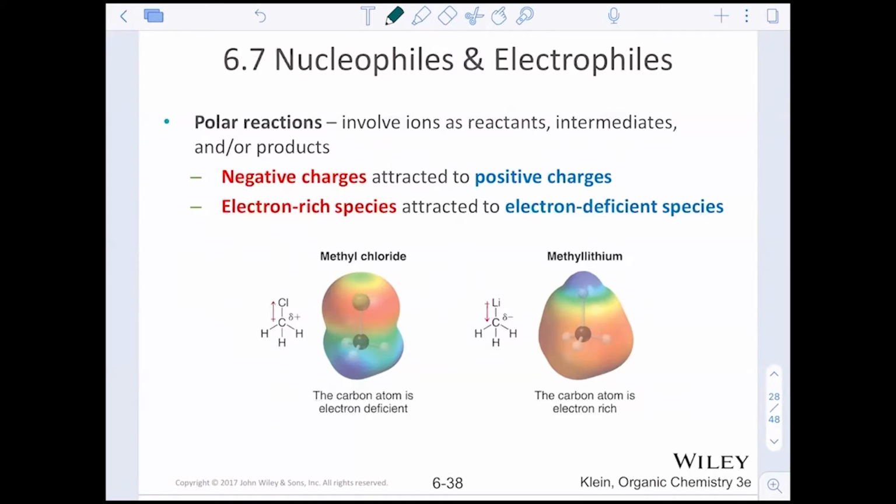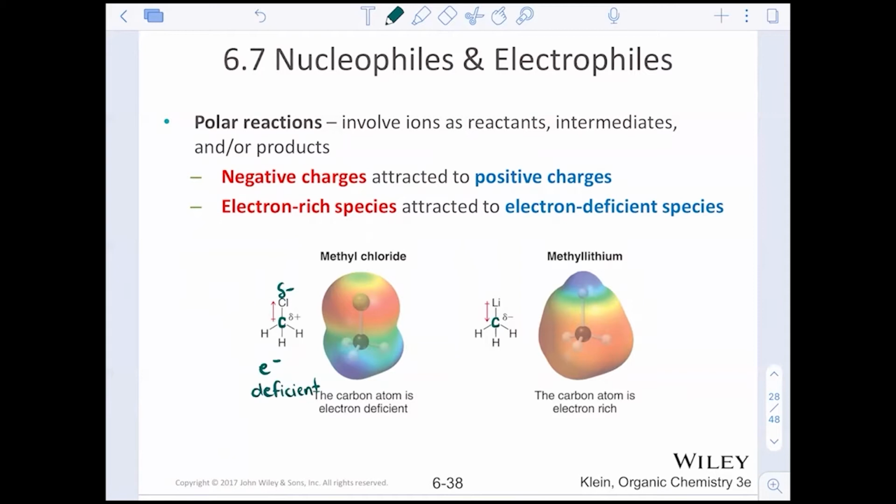And so when we look at this carbon atom, that's what we're focused on right here, the carbon in these two molecules. When carbon is bonded to chlorine, carbon is electron deficient because the polar bond between carbon and chlorine is pulling the electron density towards the chlorine. So carbon is feeling electron deficient, looking more positive, not an actual positive charge, but a delta positive.